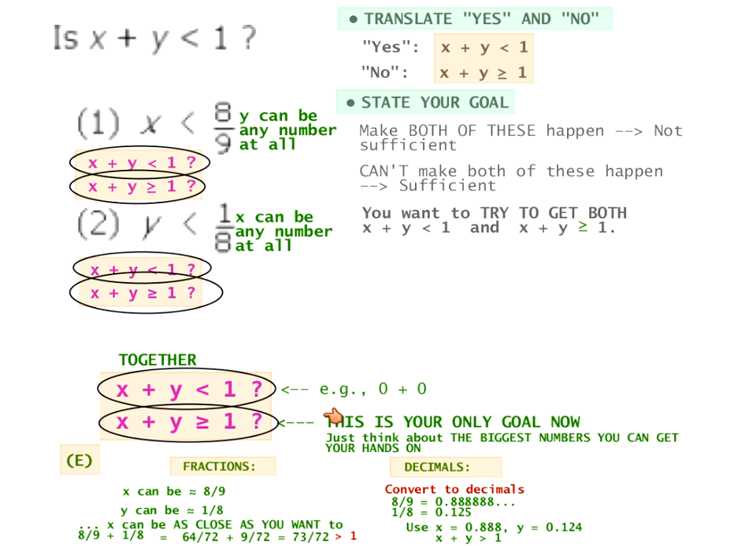No, the answer is not C, because if you have the two statements together, you can still get both cases. Does that make sense? We got both of these to happen still with the two statements. So no, not C. It should be E. If anything is still unclear about that, feel free to ask.